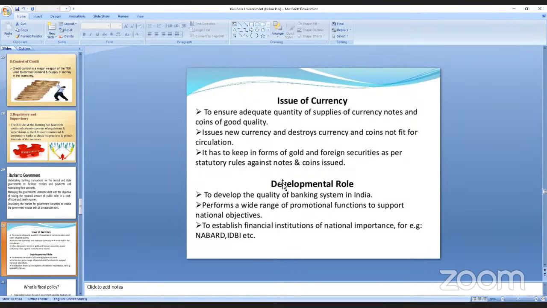Next is the developmental role. Developmental role means they want to develop the quality of the banking system in India. Now it is making very vast development, the same way as technology is developing. Sitting at home only, they are doing all the things with the help of the banks. If you want to deposit, if you want to transfer, everything, banking is given development, the quality of the banking system. Is it clear?